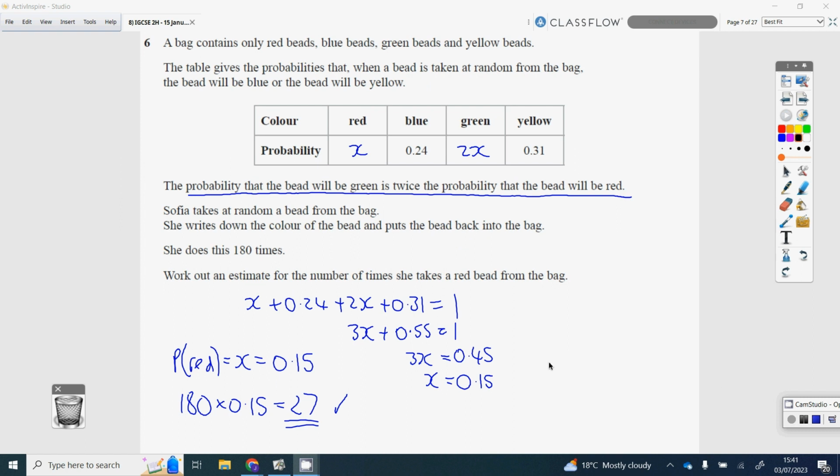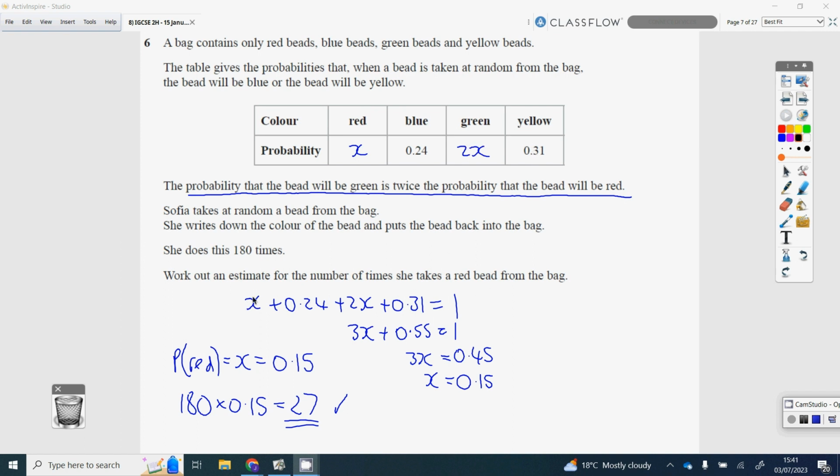Question six. Now we're told that the probability that the bead will be green is twice the probability that the bead will be red. So take the smaller probability, red, and just call that X. So the green one, which is twice as likely to happen, we can call 2X. Now we know our probabilities are always going to add up to 1. So X plus 0.24 plus 2X plus 0.31 must equal 1.